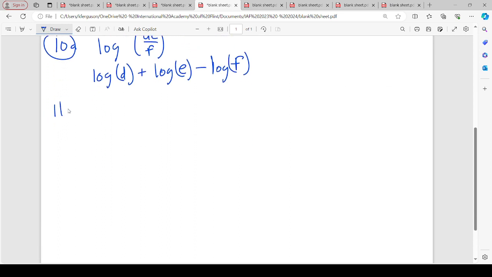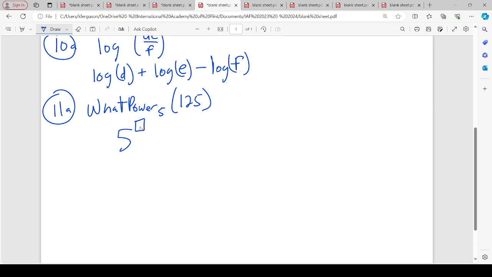Almost there. So 11A. What power with base 5 is 125? So that's 5 to what power equals 125? And I heard it. It's 3. 5 to the third power is 125. Does anybody got any questions on that? That's what power function is. It's the same as log, it's just what power is on there with a label.